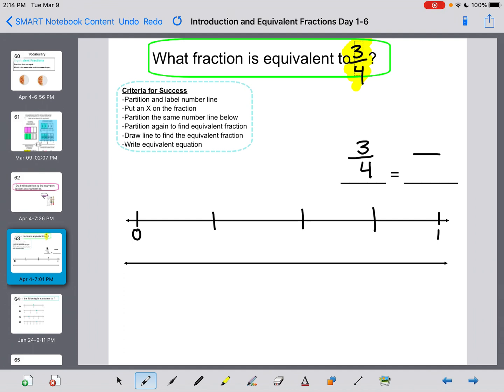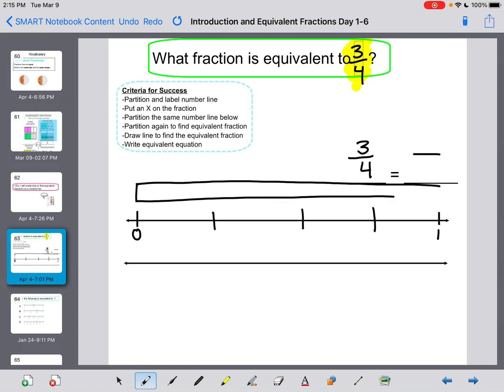Okay, and as a reminder, we don't count the lines, we count the spaces. So 1 space, 2 spaces, 3 spaces, 4 spaces. Now my number line is partitioned into fourths. Another way to check that your number line is partitioned to the correct amount is to draw a rectangle above it on the top. Match up your lines with the rectangle. And now you can see my rectangle has fourths.